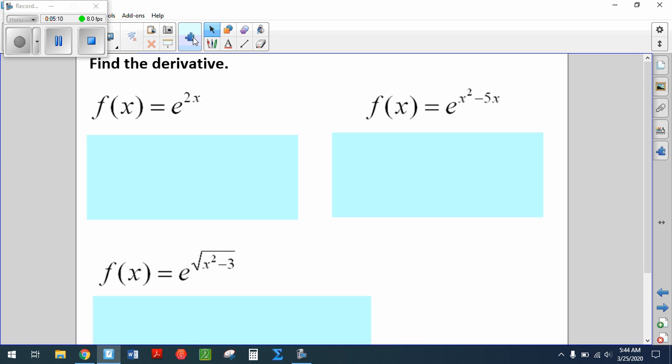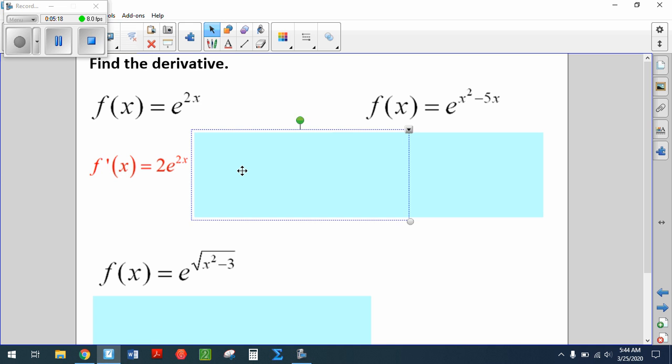But if I look at this first one, it says f of x equals e to the 2x. So the derivative is going to start as e to the 2x and then times 2.